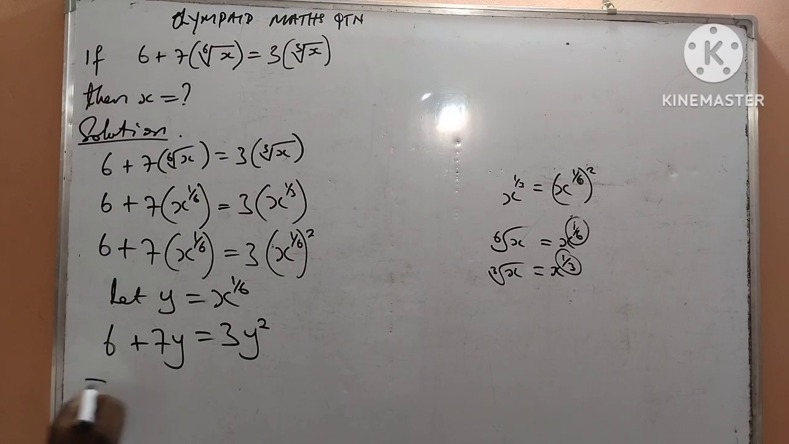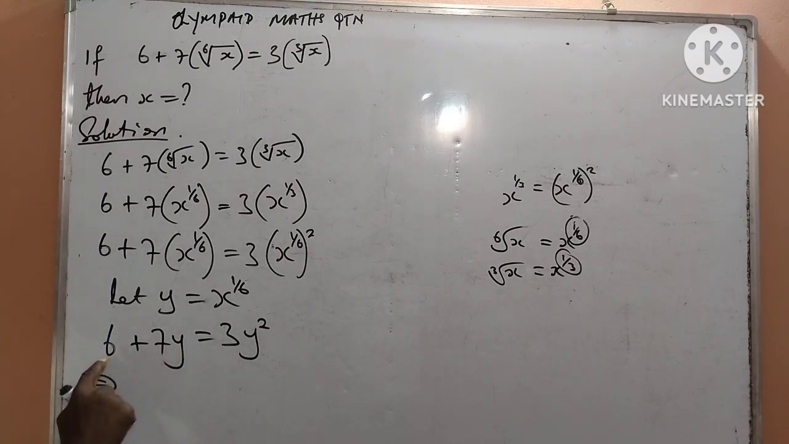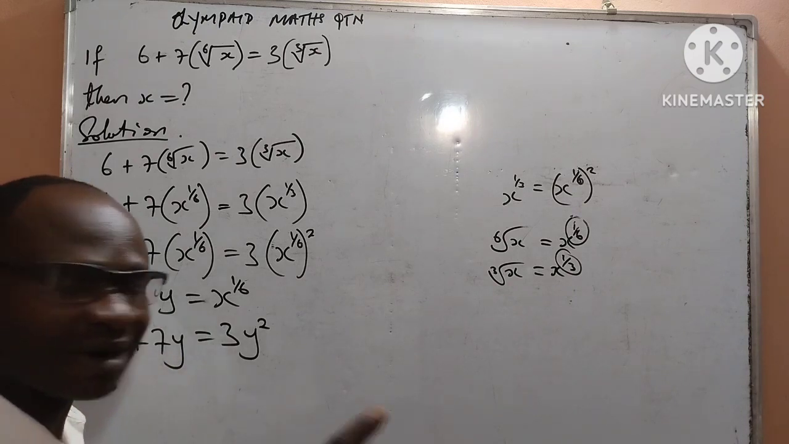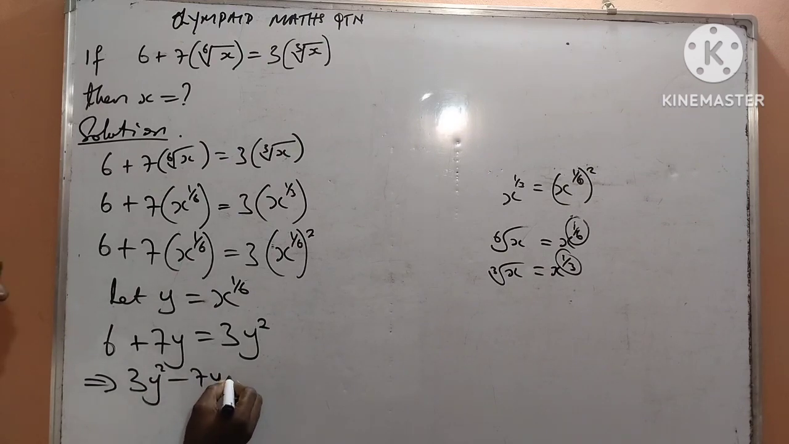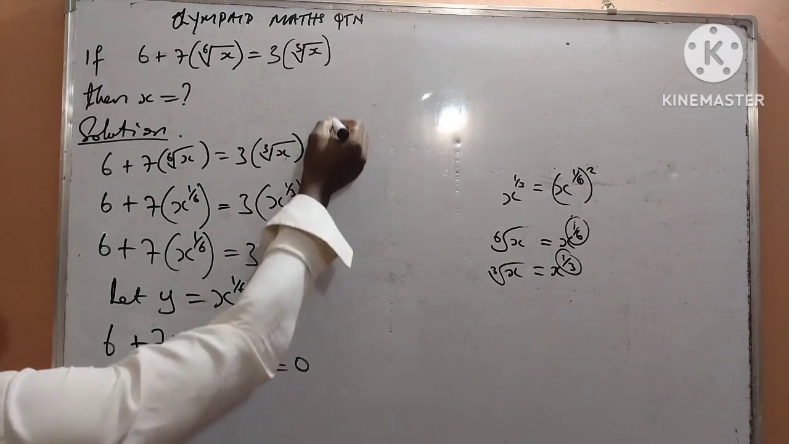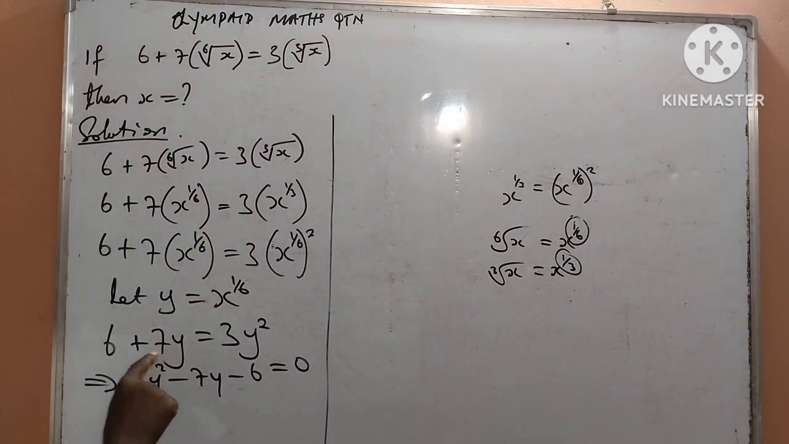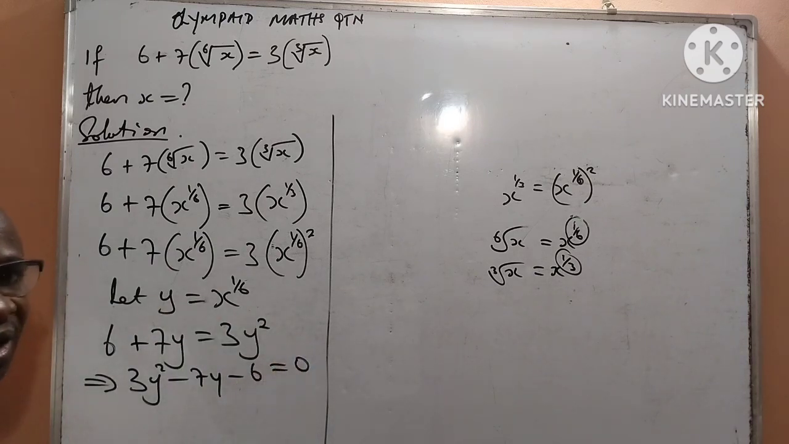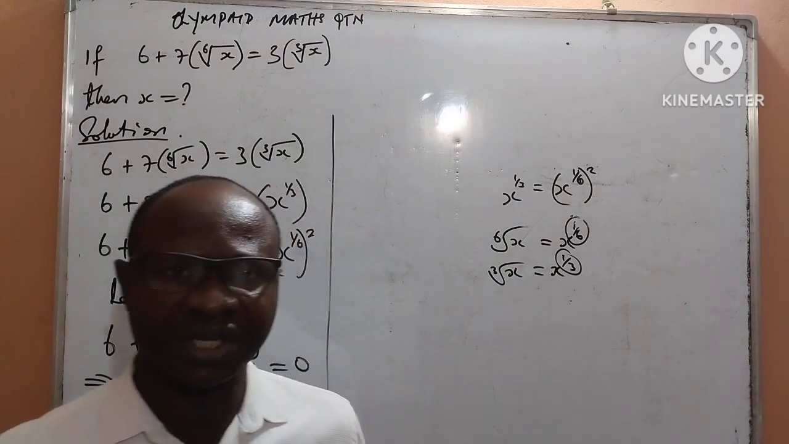Next, I can now put it like this, as I want to move the whole thing from the left hand side to the right hand side, and that will now give me 3y raised to power 2, then minus 7y minus 6 equal to 0. Very good. What it means is that I move plus 7y to the right to become negative 7y, and plus 6 to the right hand side to become minus 6. Everything equal to 0. As it is now a quadratic equation.